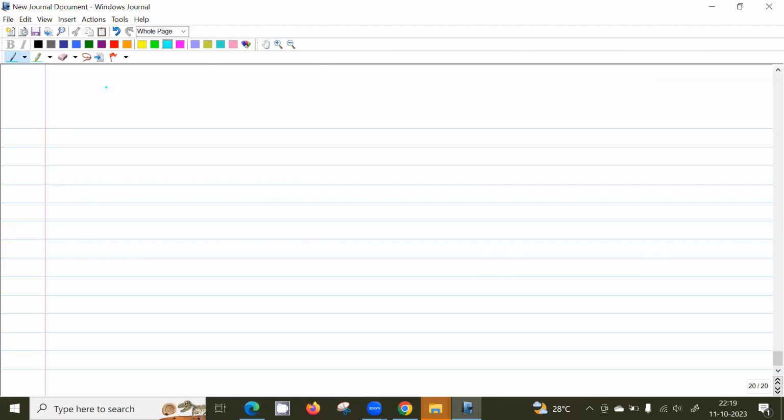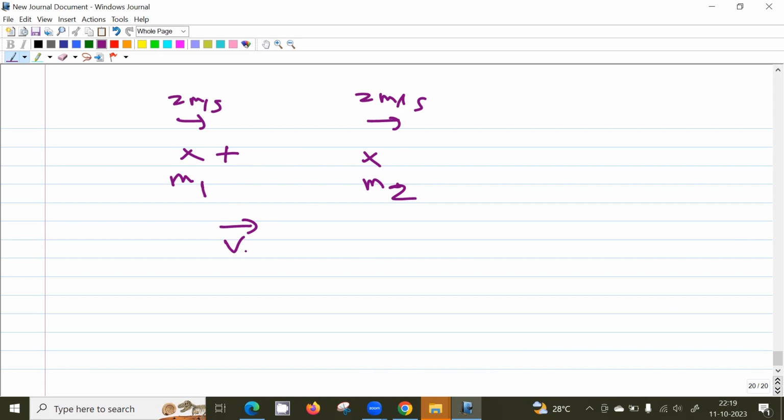Let me take a simple case: M1 and M2. Say on the x-axis, suppose M1 is moving with some velocity, say 2 meters per second, and M2 is also moving with a velocity of 2 meters per second. The center of mass will be somewhere, say M1 is heavy, the center of mass will be here. The center of mass also moves with the same velocity. The velocity of the center of mass will also be 2 meters per second.